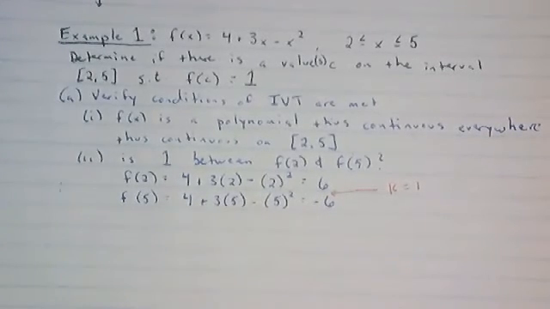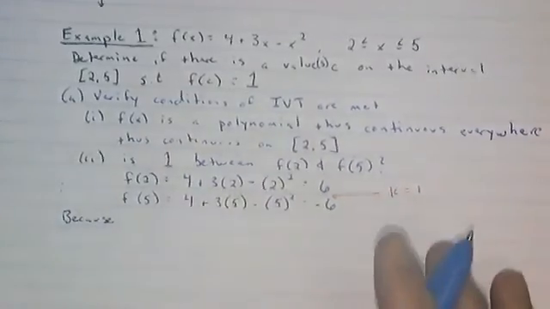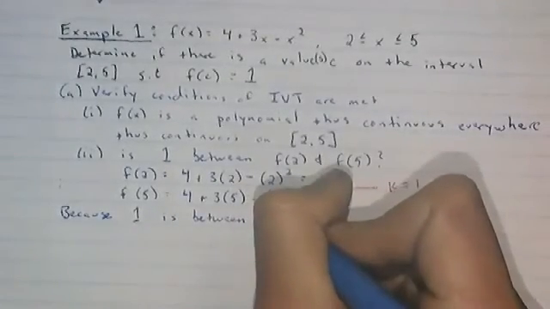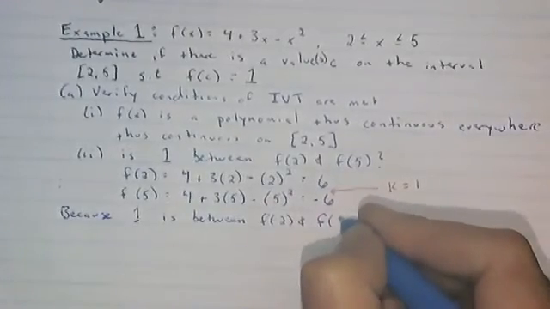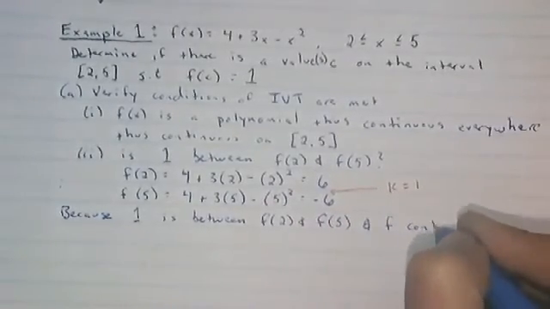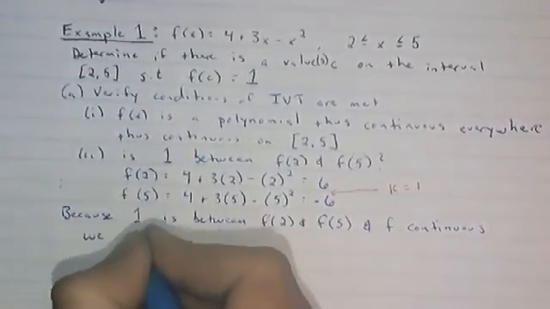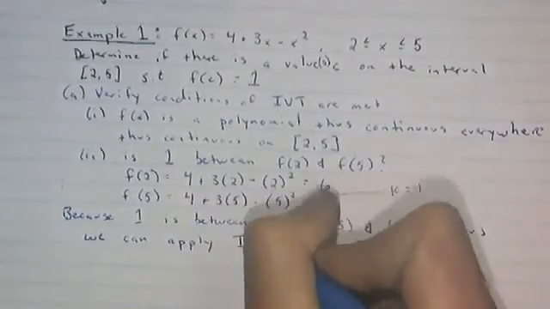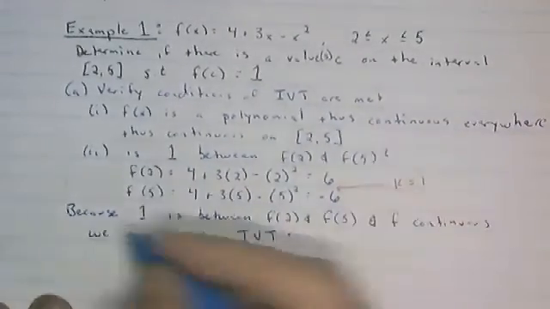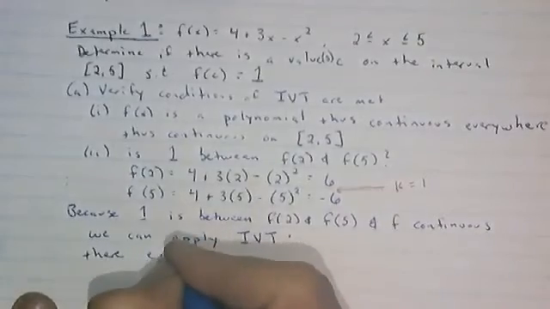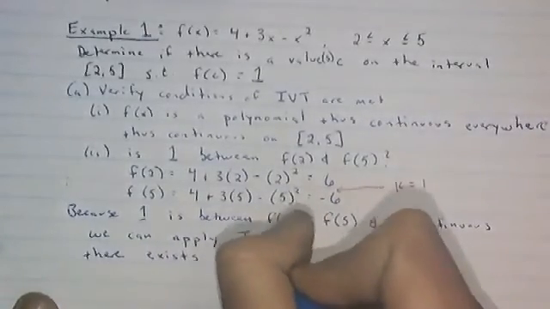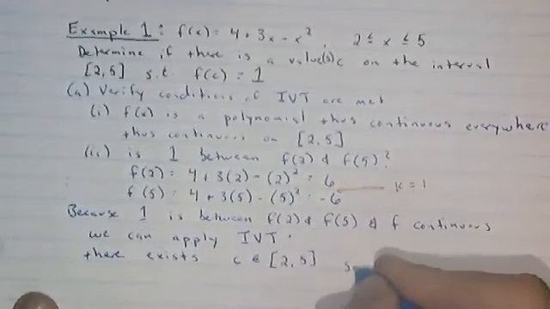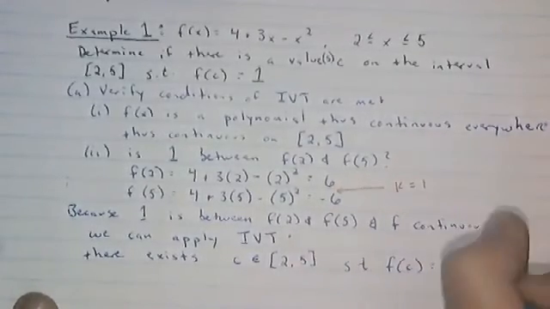So because 1 is between f of 2 and f of 5 and f is continuous, we can apply IVT, which guarantees, so we know there exists at least one value of C in that closed interval from 2 to 5, such that f of C is equal to 1.